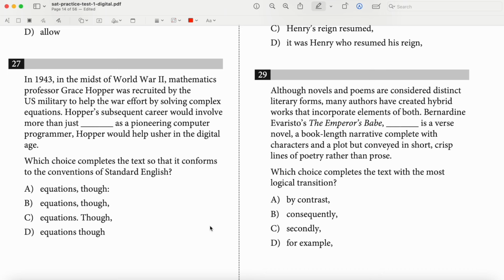You could also begin the sentence with "though," right? It's not an answer choice, but if you're writing this, it would be acceptable if you said, in 1943, in the midst of World War II, mathematics professor Grace Hopper was recruited by the U.S. military to help the war effort by solving complex equations. However, Hopper's subsequent career would involve more than just equations. That would be fine. Or you could say "though," I think, as well. Though Hopper's career would involve more than just equations. However, that's probably what I'd use there. But that is a contrast relationship between the first and second sentences in the paragraph. Does that make sense?